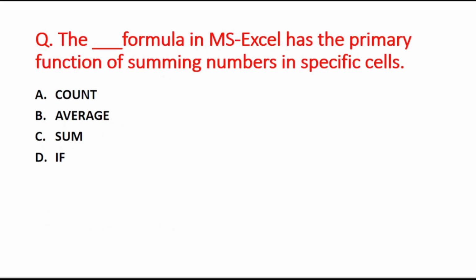Now the next and the last question of this session is, that is the blank formula in MS Excel has primary function of summing numbers in specific cells. Your A option is count, B option is average, C option is sum, and D is if. The right answer is option C, that is sum formula or sum function.